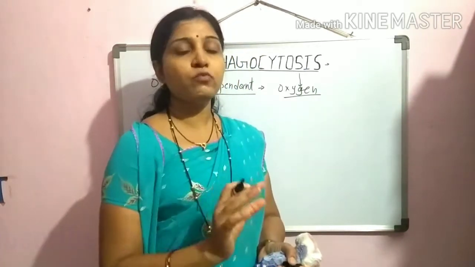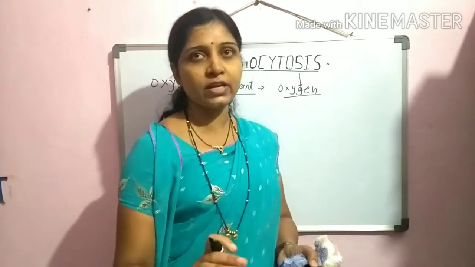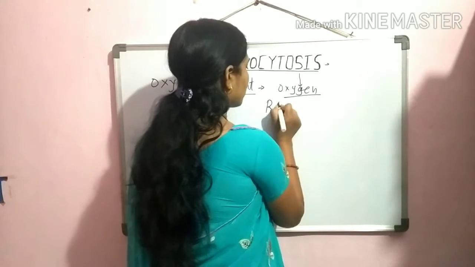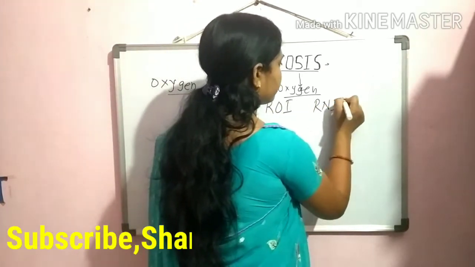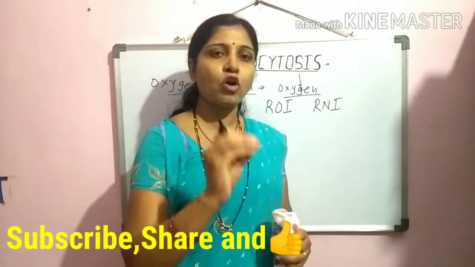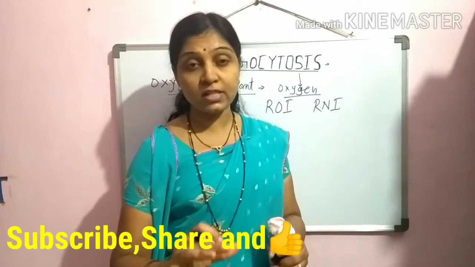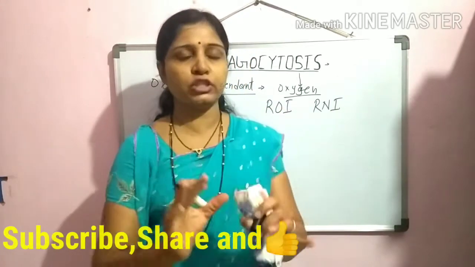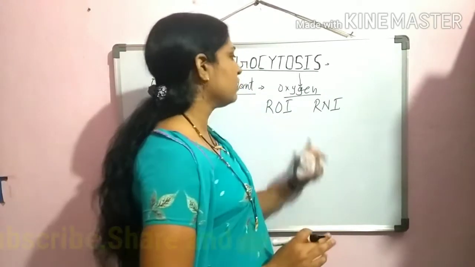For the killing of ingested material or ingested microorganism, there is the formation of reactive oxygen intermediate and reactive nitrogen intermediate. That means two types of toxic materials or intermediate products are formed by the cells in the presence of oxygen. Due to that, this process is oxygen dependent.